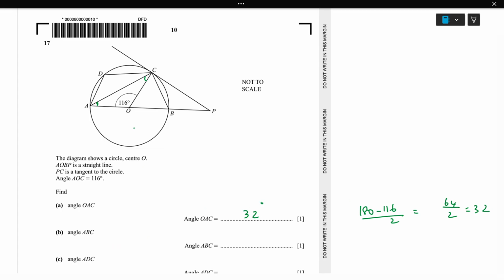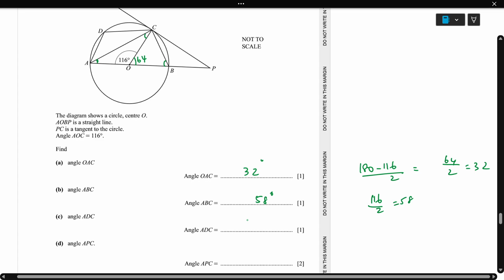Next, angle ABC. This angle here is also the same, 116. So on this straight line, this is 64. Here also OB and OC are radii of the circle, so the rest we make half. 180 minus 64 is 116, by 2, which is 58. So the angle is 58 degrees.